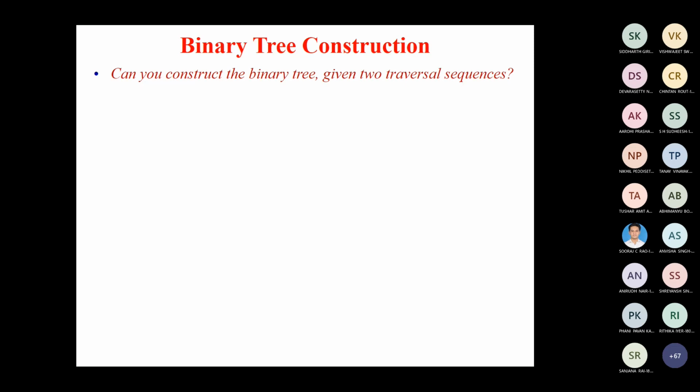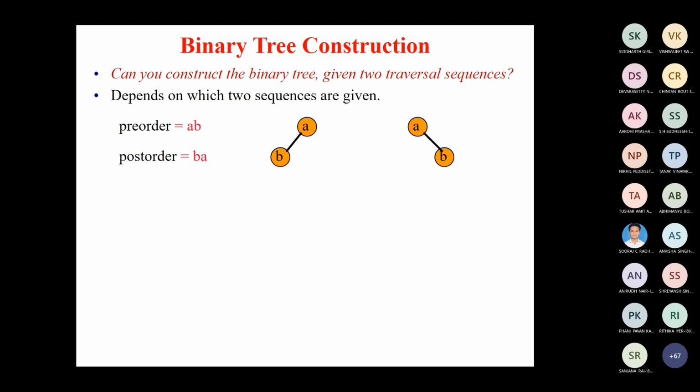Then how to construct the unique binary tree? Can you construct the binary tree given two traversal sequences? In the previous case, we were talking about the construction of the binary tree using only one traversal output. Suppose you are given two traversal outputs or two traversal sequences, is it possible to produce the binary expression tree uniquely? It depends upon which two sequences are given.